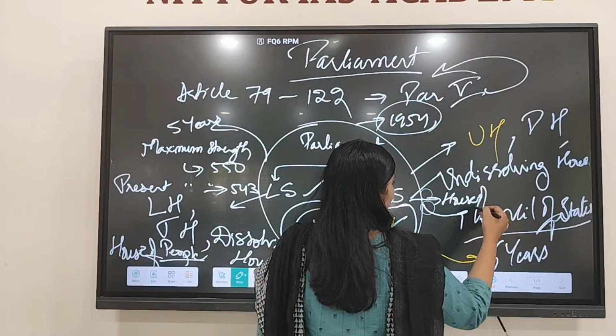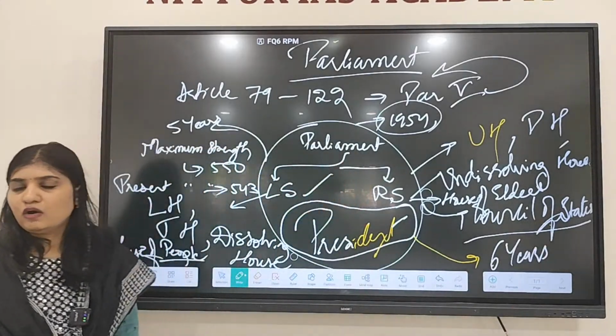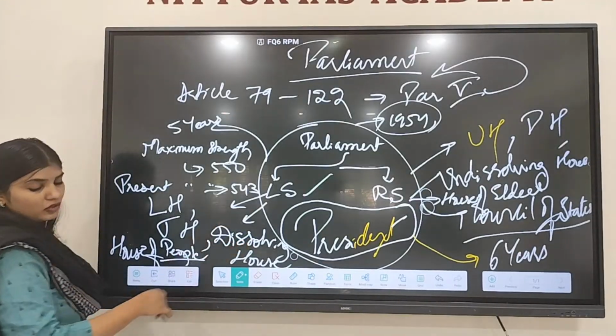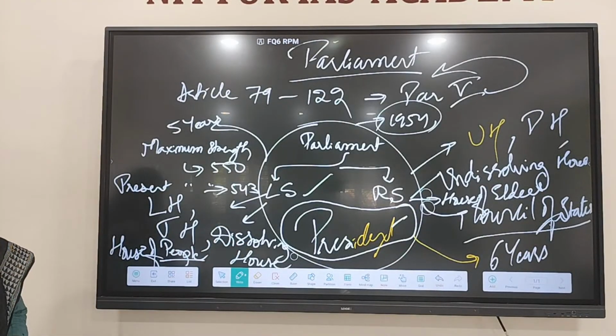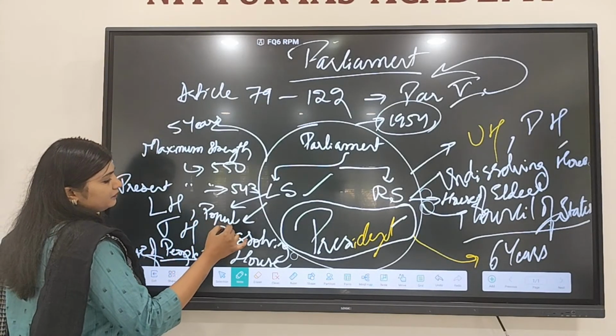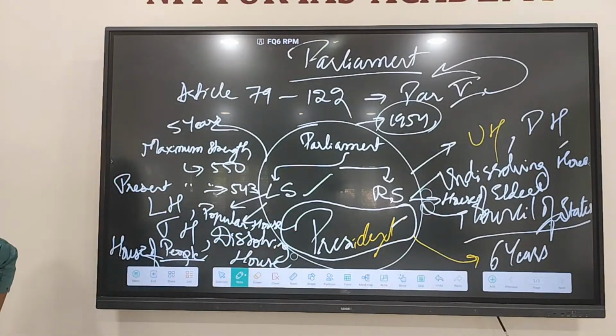House of Elders, because it's an upper house. This Lok Sabha is called the Popular House. Why is it popular? People will directly elect them.